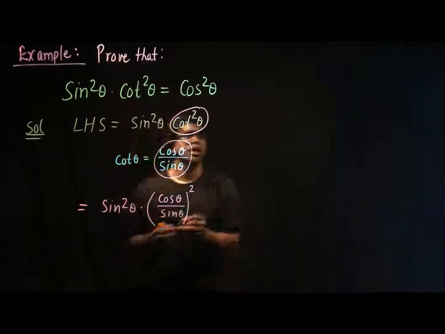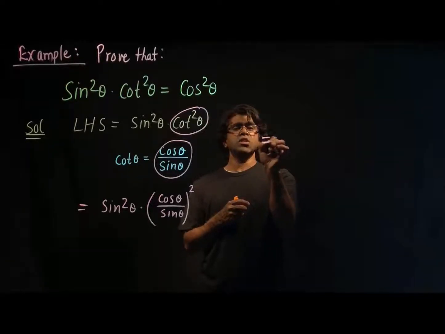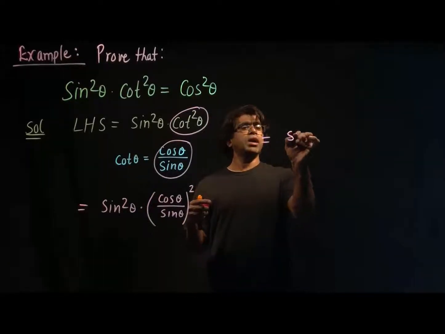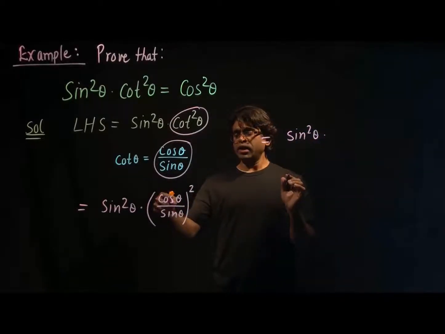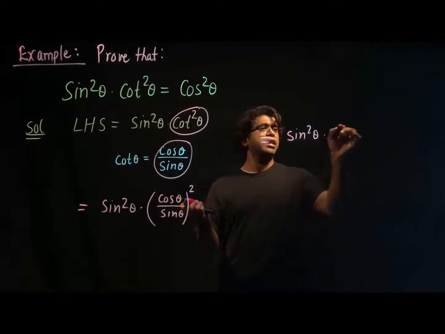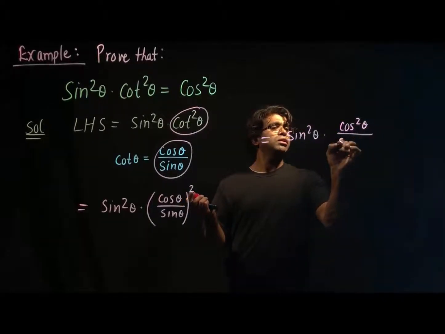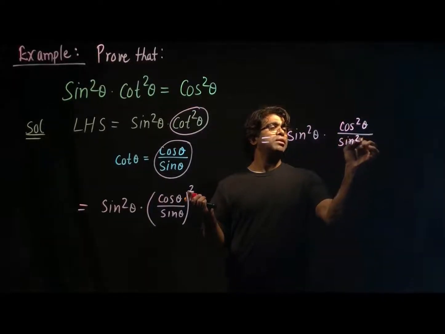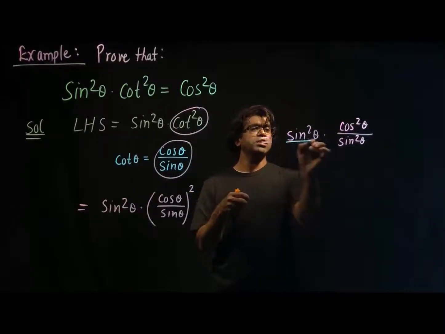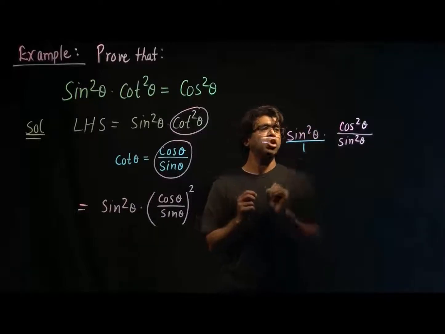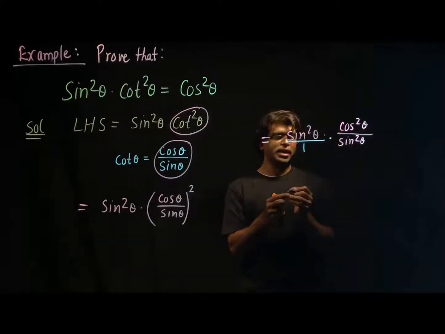whole square. Now let's simplify further, and if I do that, I will write this is equal to sine square theta times cosine theta over sine theta whole square, which is basically cosine square theta over sine square theta. Now, as you can see, my first term is sine square theta over 1 and my second term is cosine square theta over sine square theta.